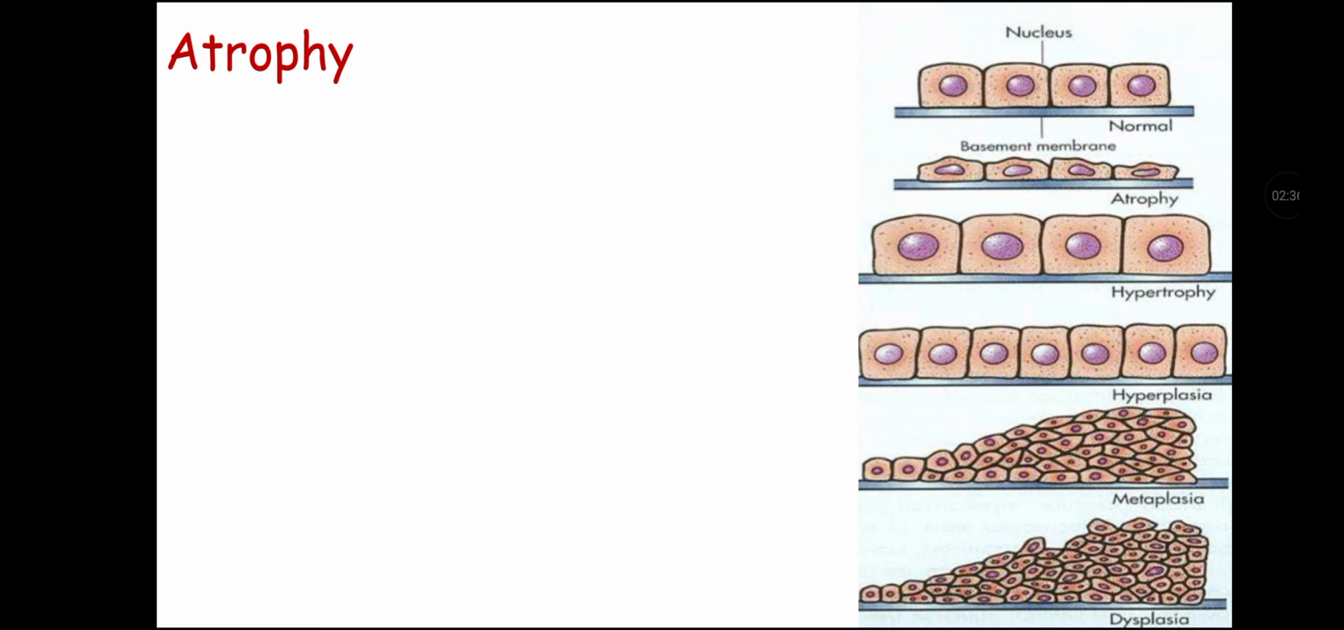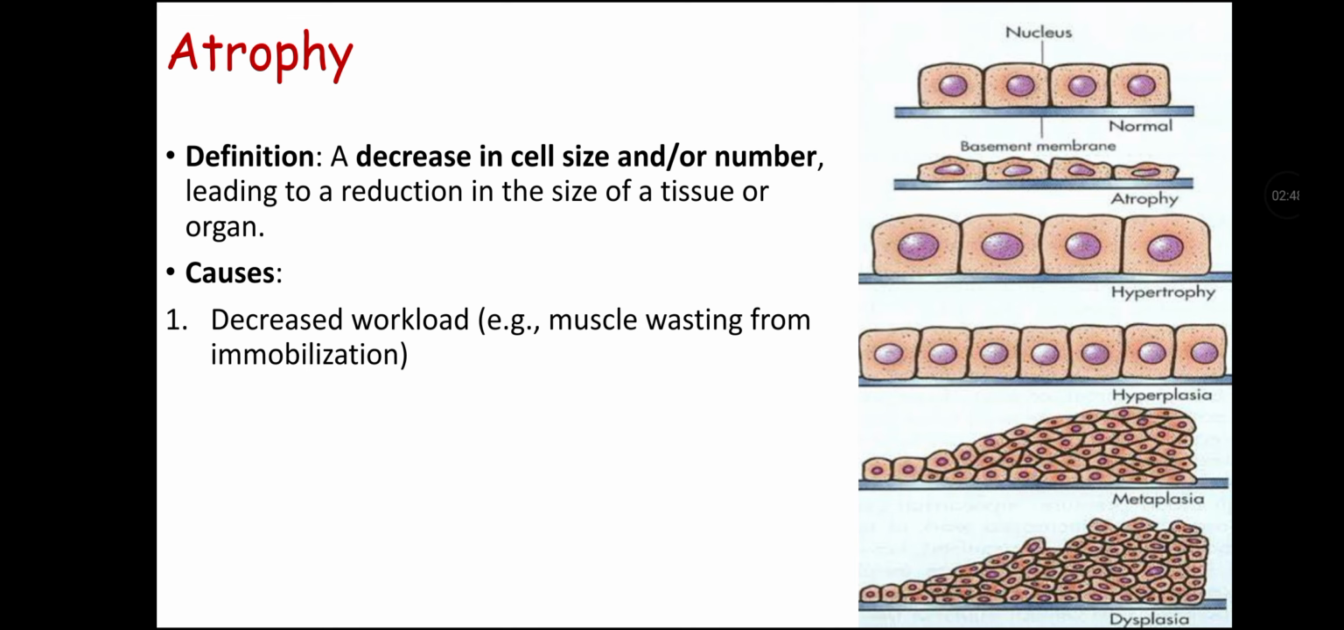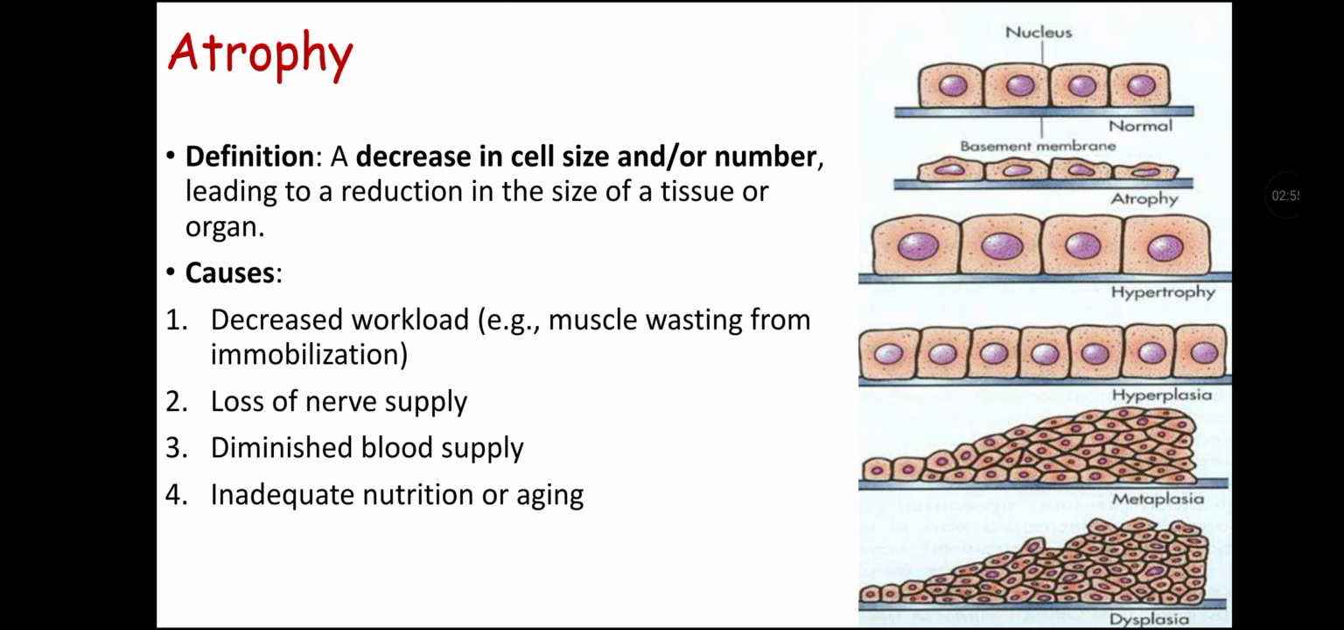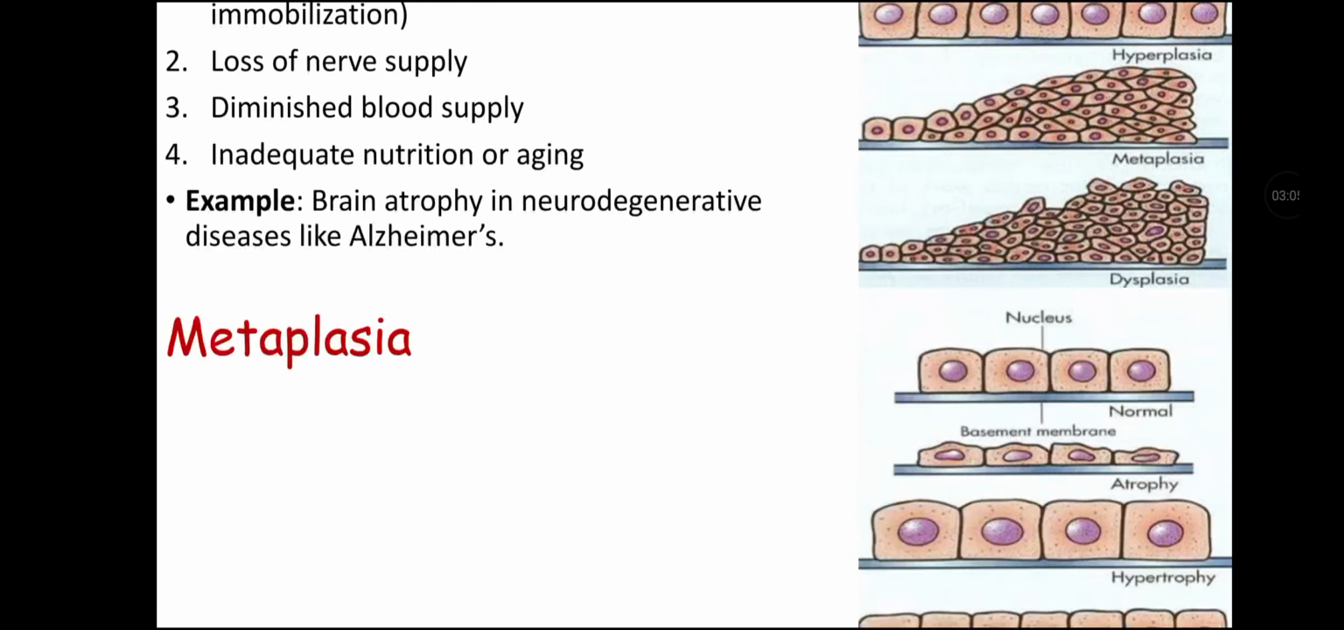Next type of cellular adaptation is atrophy, as you can see here in the diagram. It is defined as a decrease in size and number leading to a reduction in size of the tissue or organ. Its causes include decreased workload like muscle wasting from immobilization, loss of nerve supply, diminished blood supply, inadequate nutrition, or aging. They all can cause atrophy. Its examples include brain atrophy in neurodegenerative disease like Alzheimer's disease.